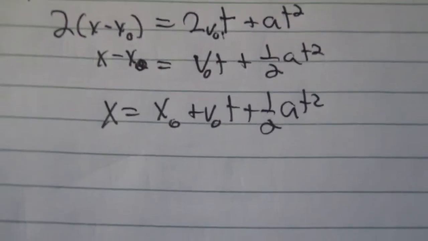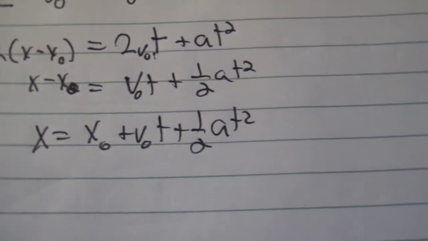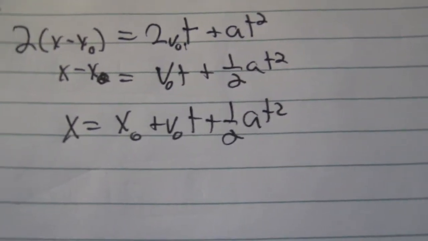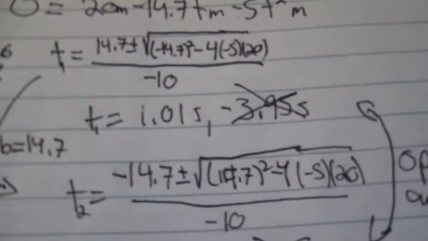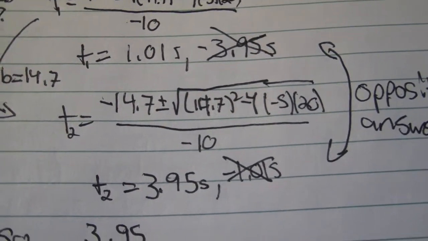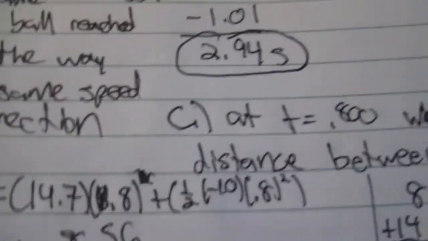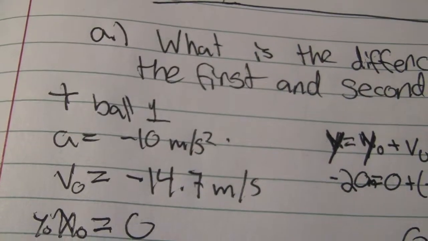Now, this equation only works when you have constant acceleration. You need a constant change in velocity. Anyway, you plug in negative 10 as the acceleration due to gravity and negative 14.7 as the initial velocity, and you get 1.01 seconds for time 1 and 3.95 seconds for time 2. Subtract these times to figure out the time between when the balls hit the ground. So that's an answer for part 1.